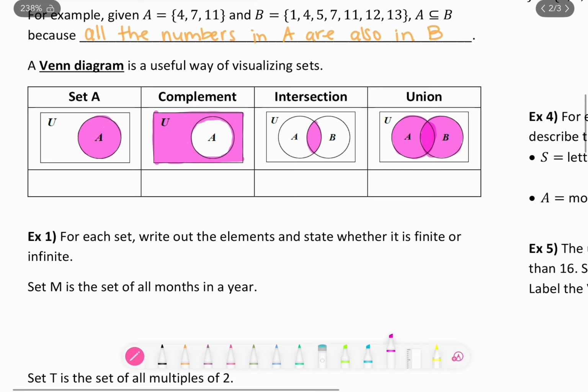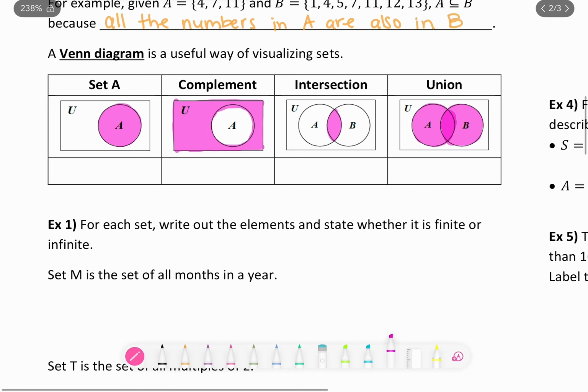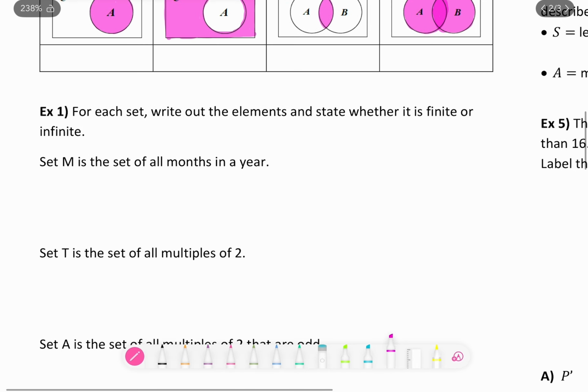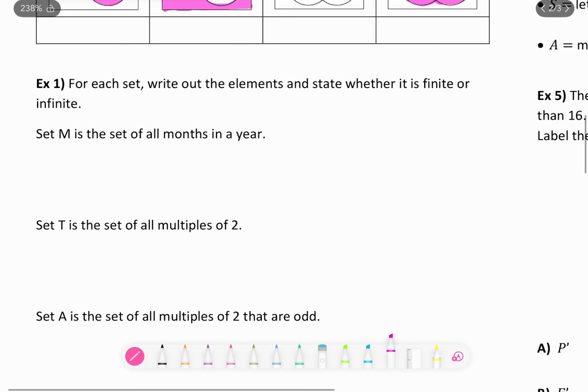Okay, so now let's answer some examples using sets, subsets, complements, unions, intersections, Venn diagrams, all of that stuff. For example 1, it says, for each set, write out the elements and state whether it's finite or infinite. So set M is the set of all months in a year. That means we have to write 12 things out, because there are 12 months in a year.